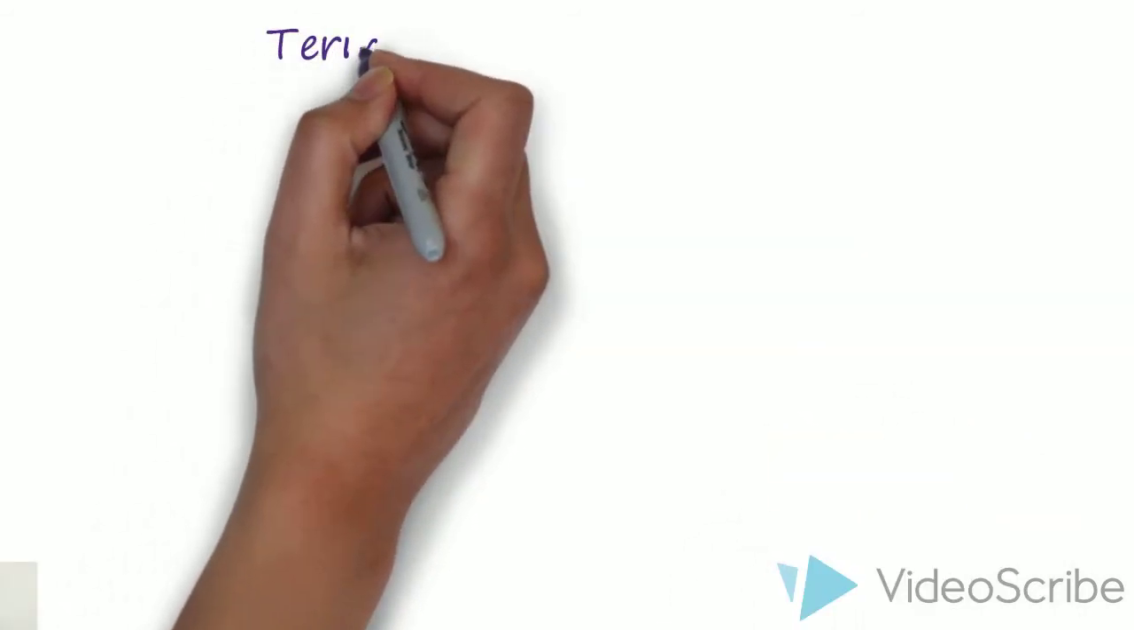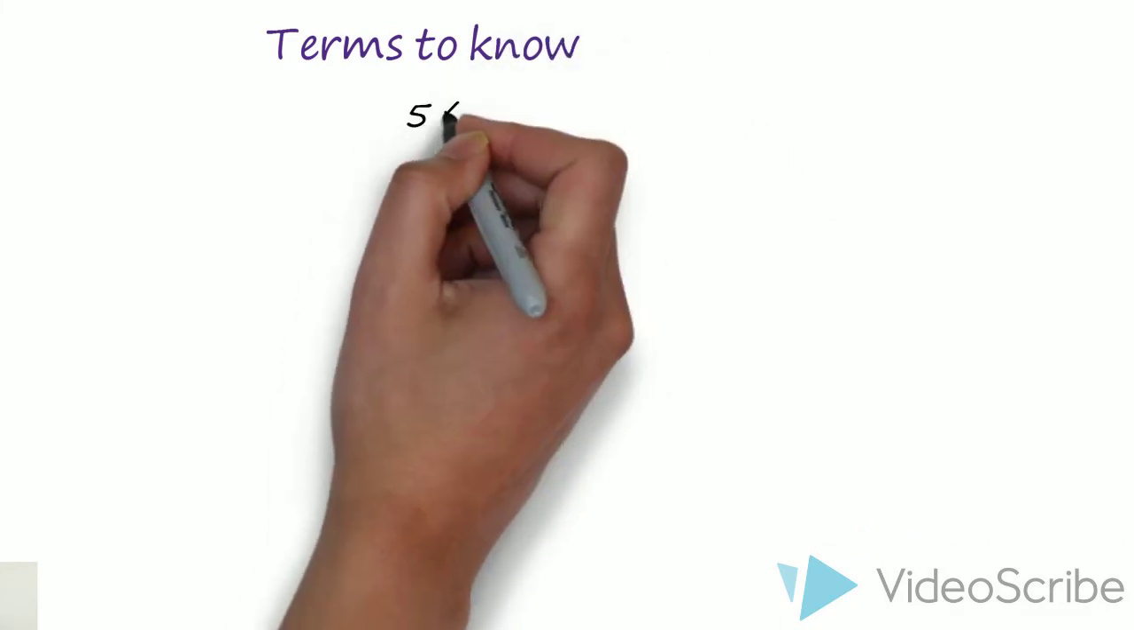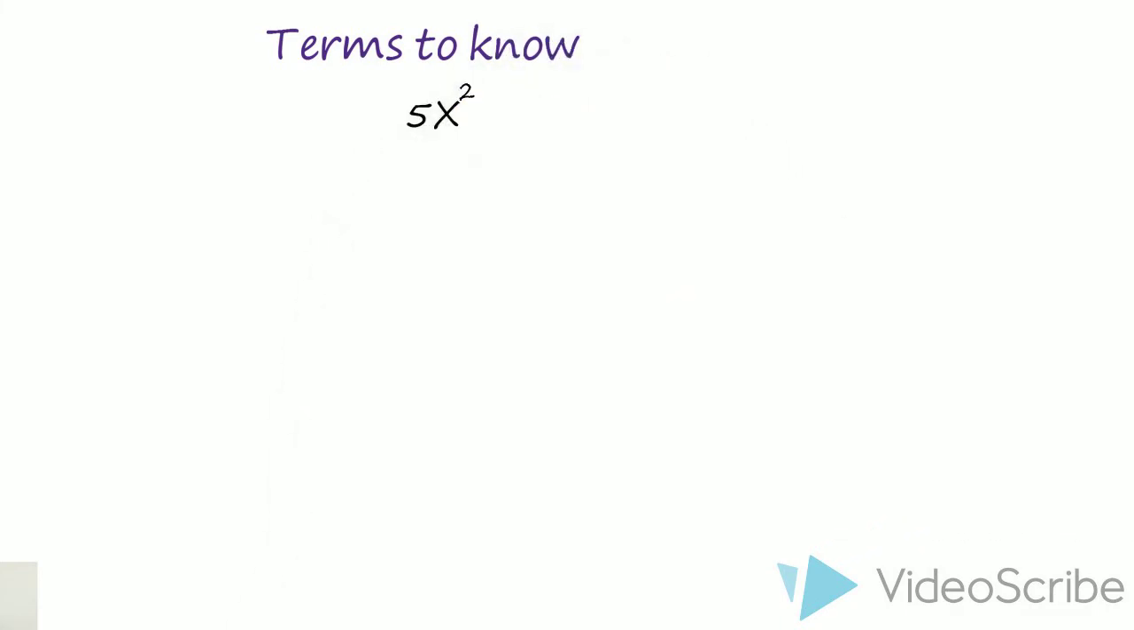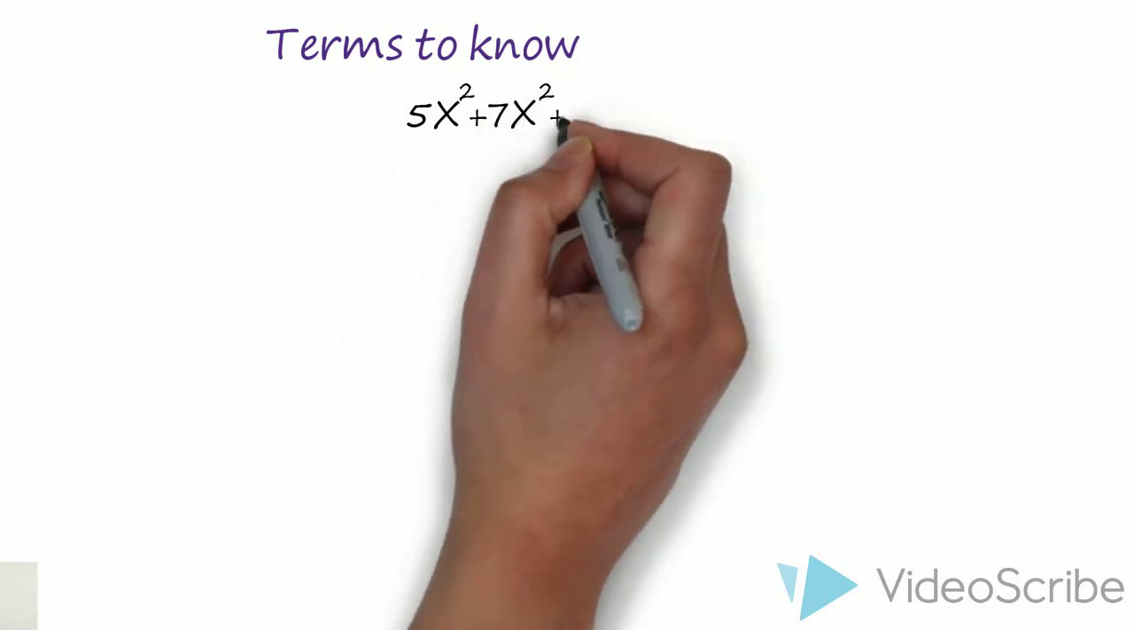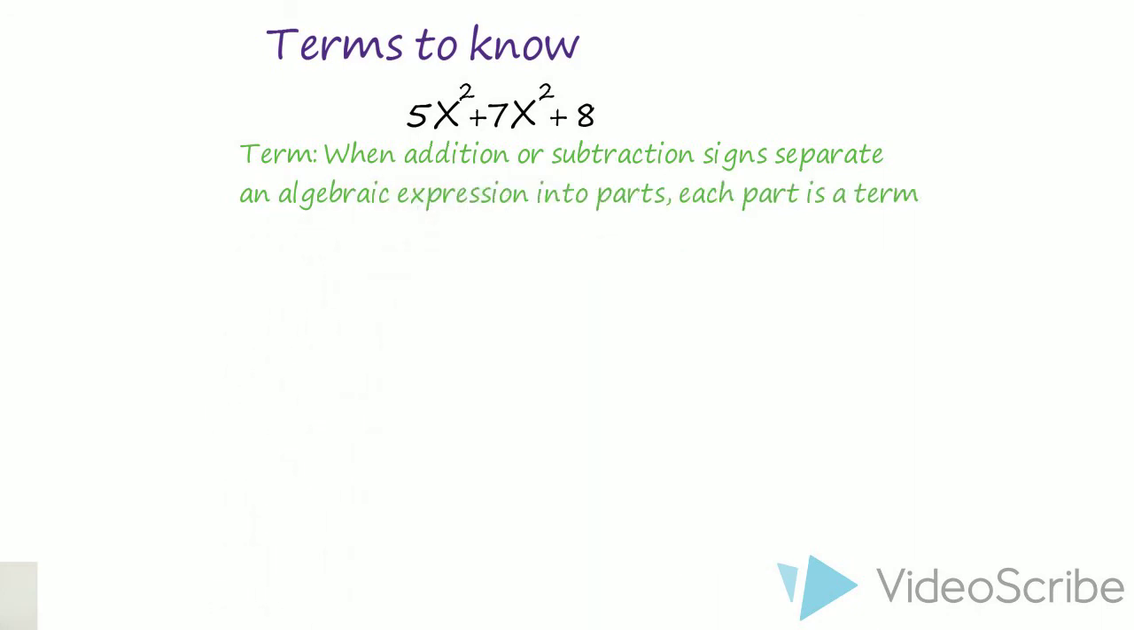Terms you must understand before you can add and subtract polynomials. 5x squared plus 7x squared plus 8, that's going to be our example. A term is when addition or subtraction signs separate an algebraic expression into parts. Each part is a term. So 5x squared is a term, 7x squared is a term, 8 is a term.